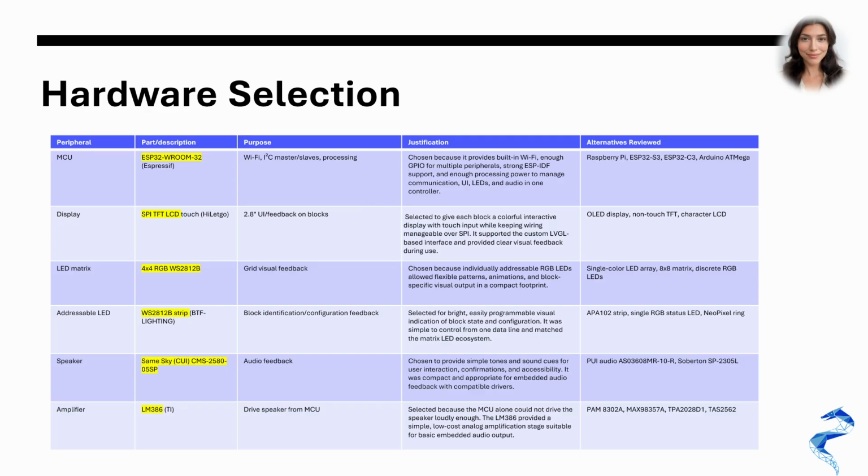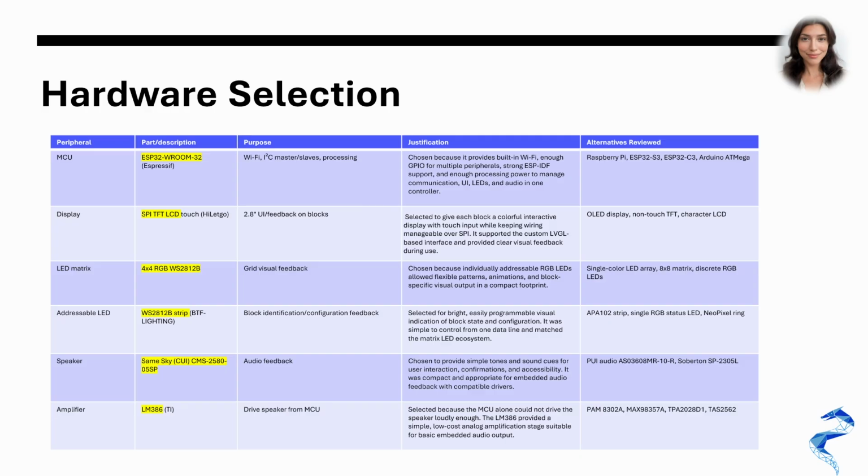For audio, we selected the Same Sky CUI speaker to provide tones and sound cues for interaction and feedback. Since the MCU alone cannot drive a speaker strongly enough, we paired it with an LM386 amplifier, which gave us a simple and low-cost way to generate louder embedded audio output.